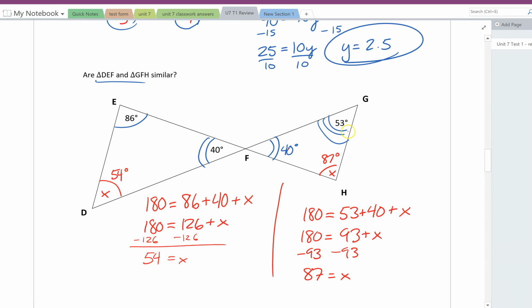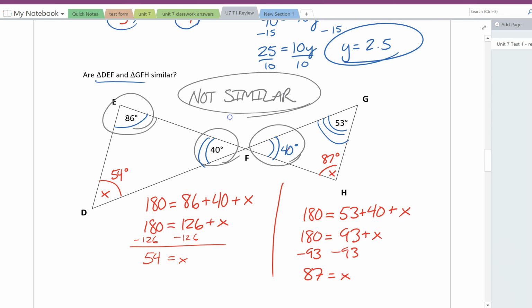So now I'm just going to compare the 2 triangles. The angles that I have inside of both triangles, are they exactly the same? If they are, I have similar triangles. If they're not, I do not have similar triangles. Well, I have a 40 and a 40, so I'm good so far. Then I have an 86. Do I have an 86 over here? I do not. I have a 53 and an 87. So the triangles are not similar because I do not have the same angles in both triangles.